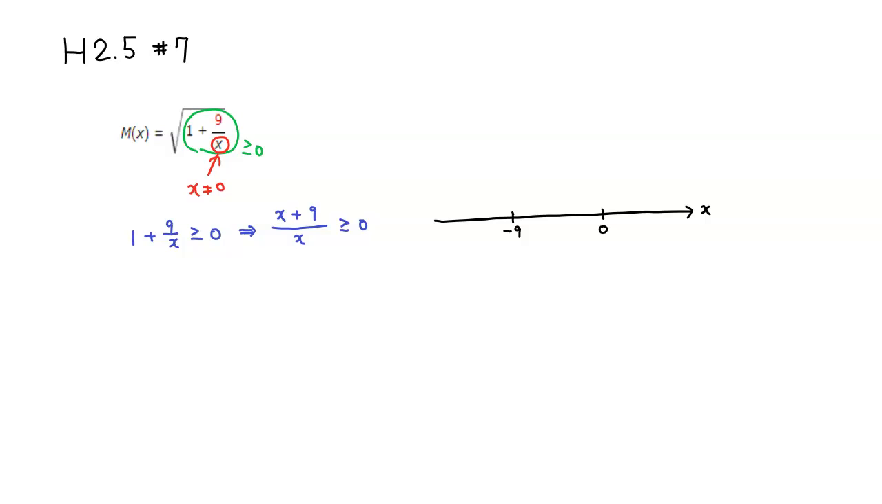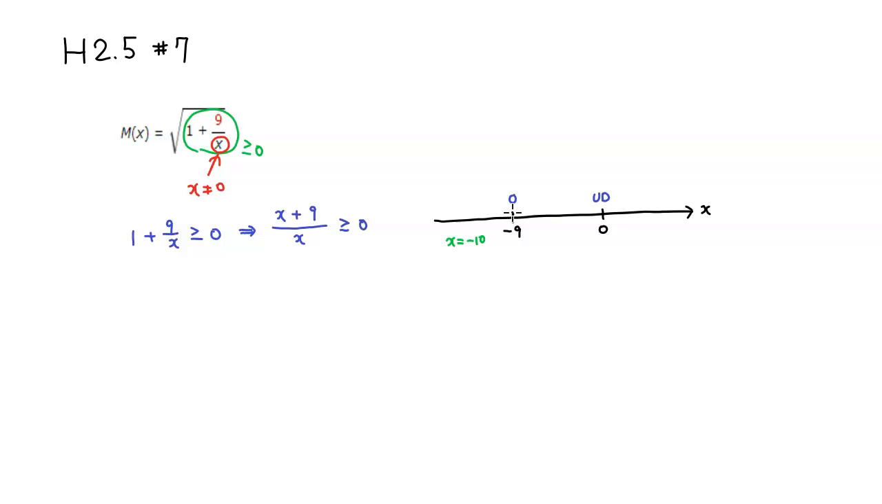Then I'm going to indicate that at negative 9 the left-hand side is 0, and we want the left-hand side to be greater than or equal to 0, so 0 is okay. When x equals 0, the denominator becomes 0, so the left-hand side is undefined. I'll indicate that by putting a UD for undefined. Then we can try some sample numbers, starting with anything less than negative 9, so I'll try x equals negative 10.